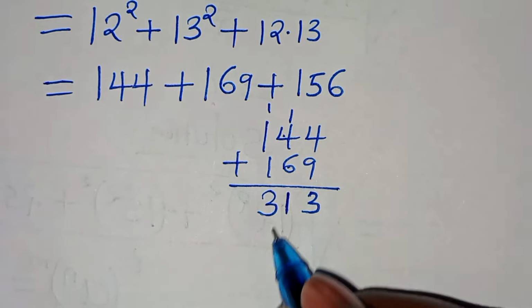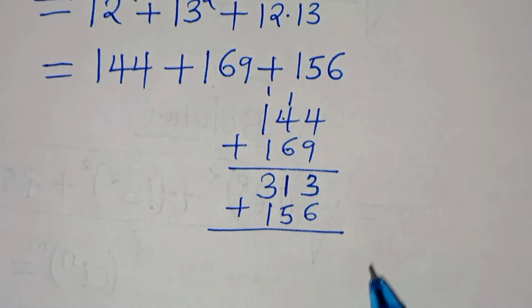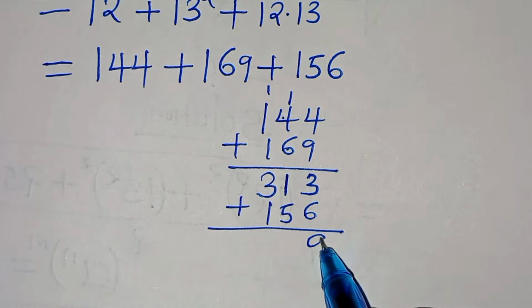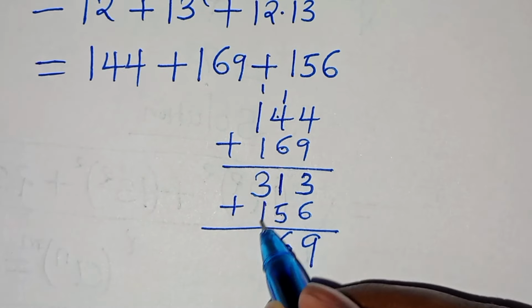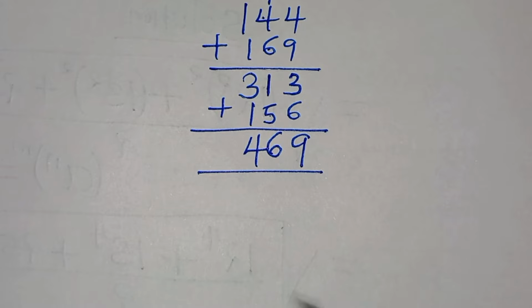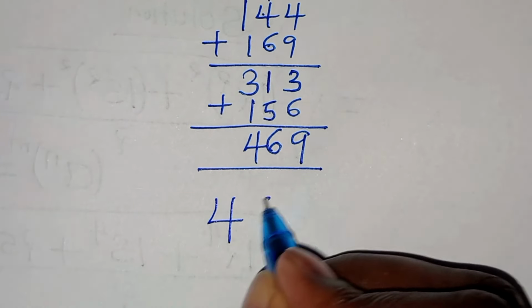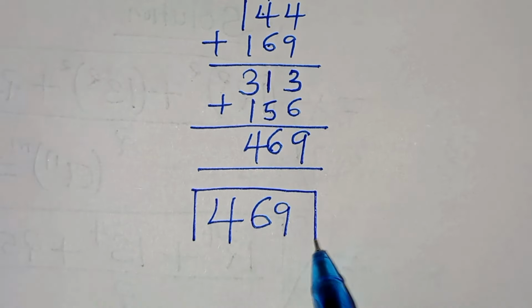Let's add 156. So we have 6 plus 3, this is 9. 1 plus 5, this is 6. 3 plus 1, this is 4. So we have the solution here, which is 469. This is the solution to this square root math problem.